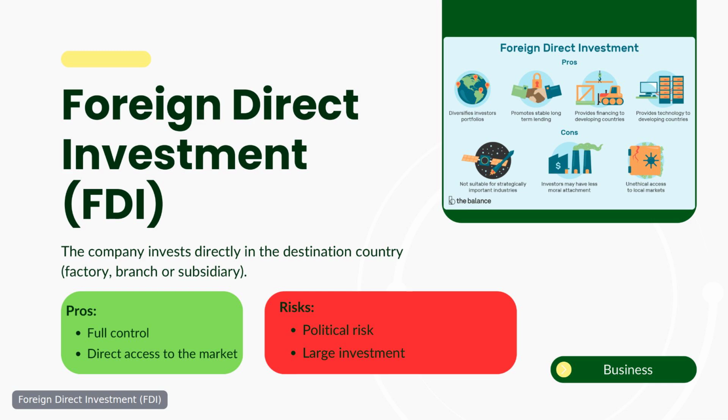Now, let's discuss foreign direct investment, or FDI. FDI occurs when a company invests directly in a foreign country by establishing a factory, a branch, or a subsidiary. For example, Toyota building a manufacturing plant in Indonesia. Advantages of FDI: full control over operations, direct access to the market. This allows companies to control quality, manage branding, respond quickly to customer needs.